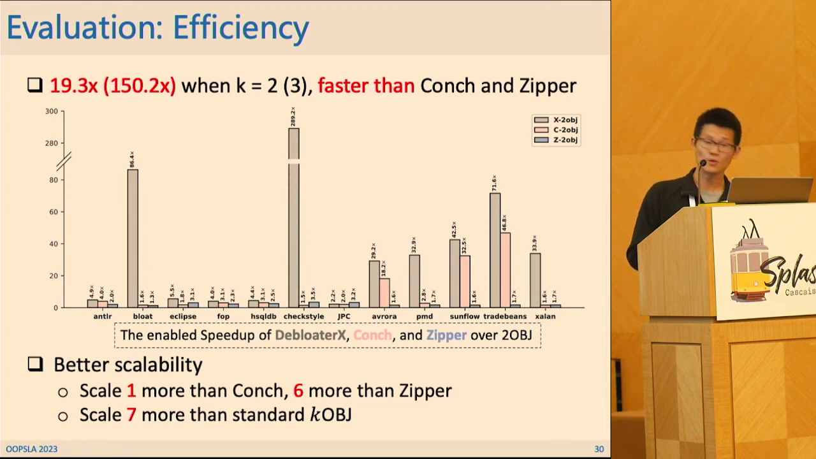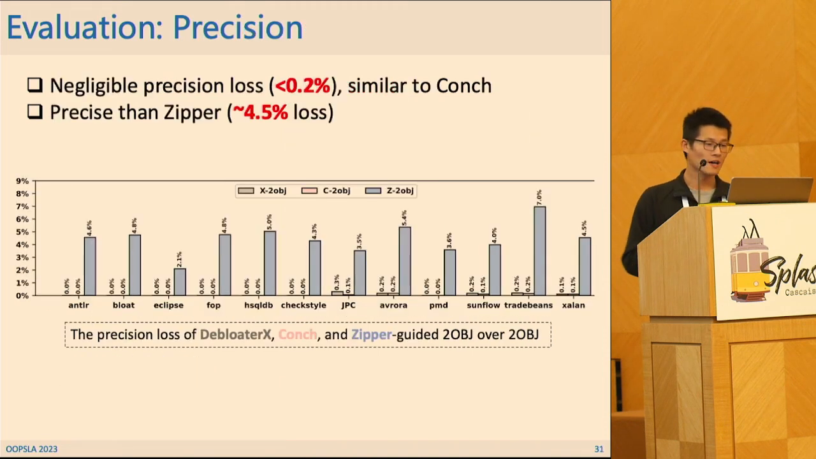Our approach could speed up K-object-sensitivity 19.3 times when K equals 2, and 150 times when K equals 3. Compared with the state-of-the-art approach, it enables kobj to run significantly faster and achieve better scalability. In terms of precision, our approach loses less than 0.2% of precision, which is very close to that of Conch, and is more precise than Zipper.